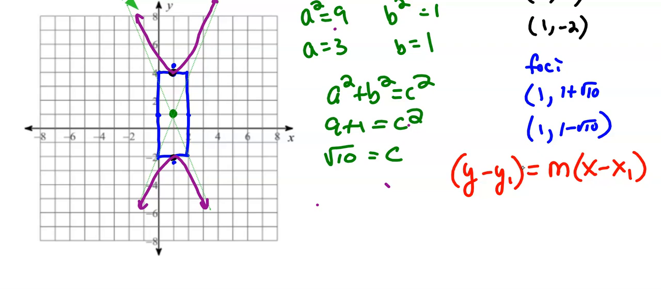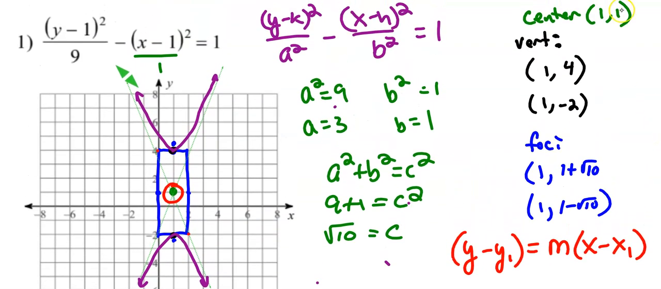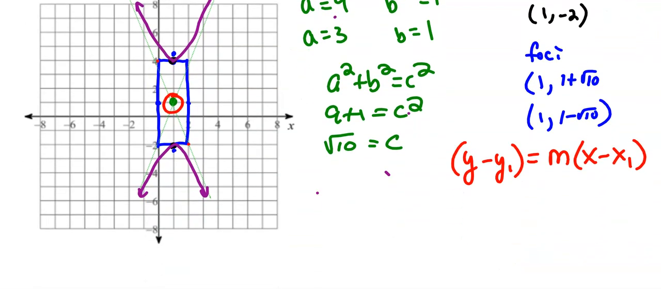Well, I'm going to be writing out the equation of two lines here, and you could use several different points on those lines, like the corners of this box, but I like to use the center point because it makes life super easy, because both equations almost look exactly the same. So if I use the center point as my x1, y1, the center is at 1, 1, I can say y minus 1 is equal to some slope times x minus 1.